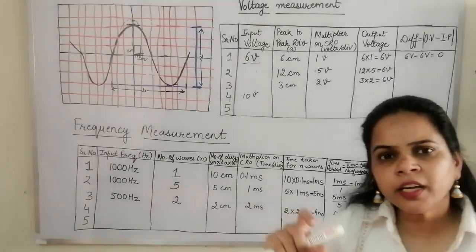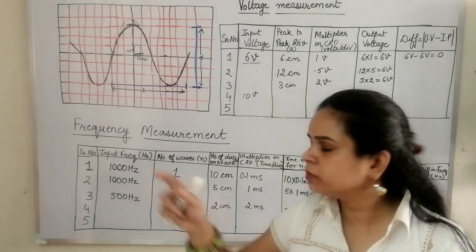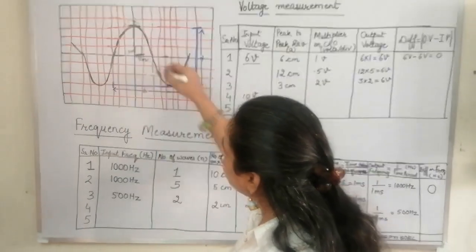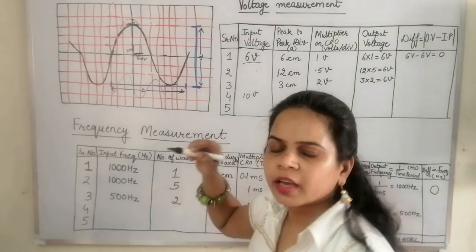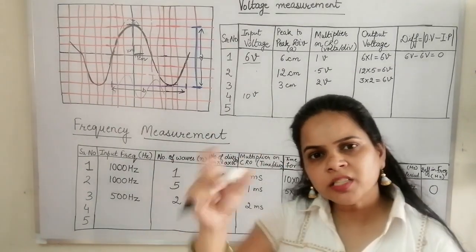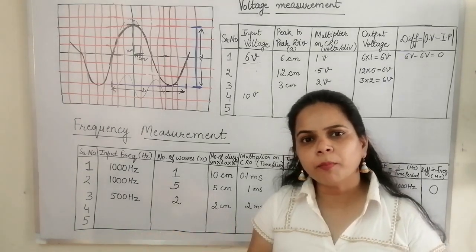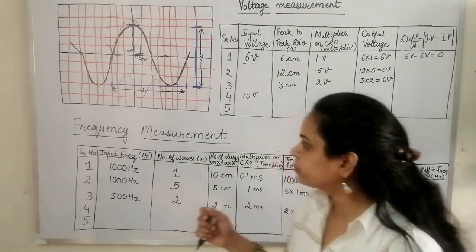By using the time per division knob, we can adjust the number of sinusoidal waves. For 1 kilohertz, you can see one wave, or you can see two waves, and you can see 10, 20, or you can see half a wave. So just by varying the time per division knob, you can adjust the number of waves that you will see on the CRO display.